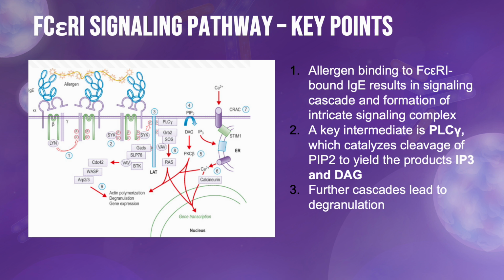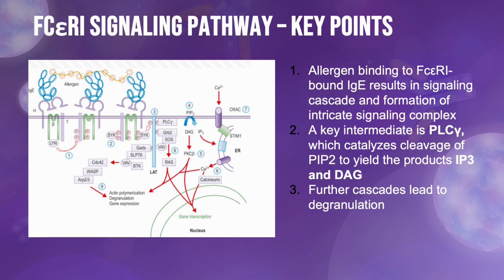these are the big steps that I want you to know. So the allergen binding to the receptor is going to just result in a signaling cascade. Again, if you're interested in all of those small steps, you're welcome to go look at them, but I don't think that they're critical to understanding the big picture here. And it basically forms a very complex signaling complex. And a key intermediate that I want to draw attention to is phospholipase C gamma. And so this molecule is going to catalyze the cleavage of this molecule PIP2, which yields the products IP3 and DAG.